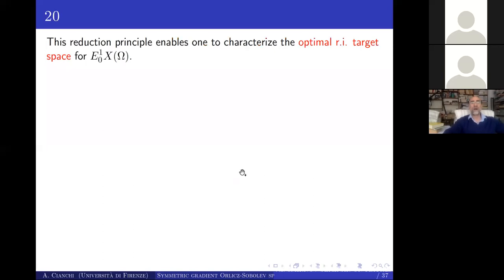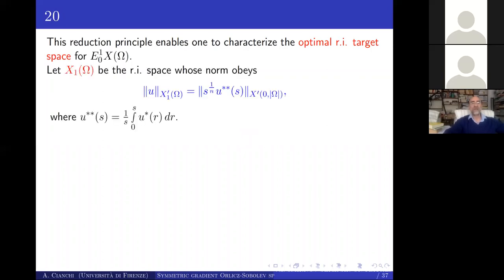Now, given this reduction principle, one can characterize, in an abstract way, the optimal target space among all rearrangement invariant spaces. And this characterization is given by this space that I denote by X1 and goes through this formula. So this is not completely explicit. Why? Because here we have primes in these spaces.